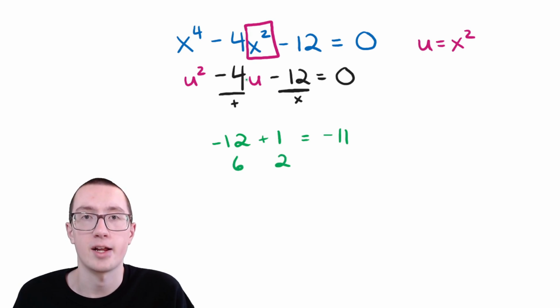And remember, we're trying to add up to a negative number, so we're going to make the 6 negative because it's bigger than 2. And if we add these together, then we get -6 plus 2, which is -4. And that is the number we're looking for. See, -4. So our two numbers are -6 and 2.